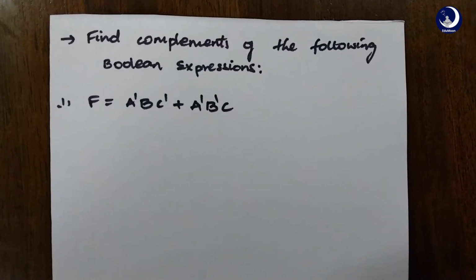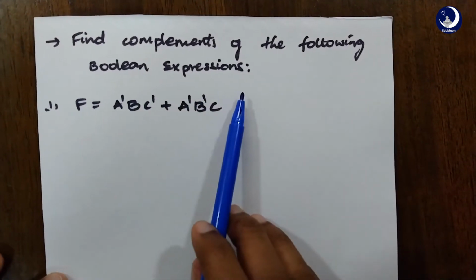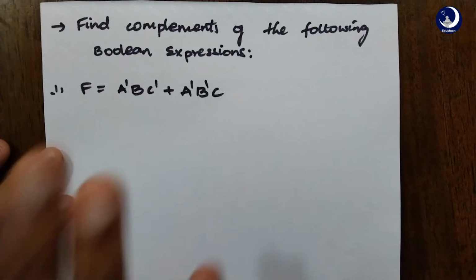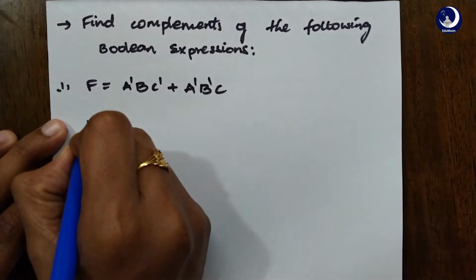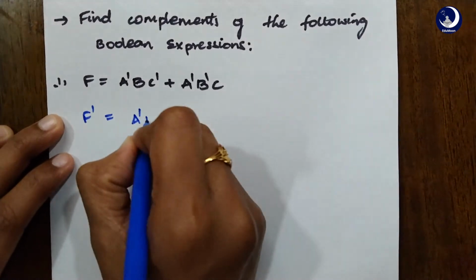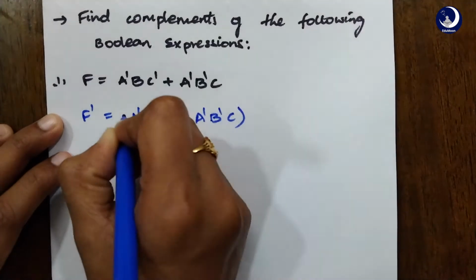The other kind of problems that are being asked under this section are find the complements for the Boolean expressions. Now it is very easy to find the complements. Let us consider a few examples now. Now we are asked to find F bar. How can we find the F bar, which is F complement? So (a bar b c bar plus a bar b bar c) whole bar.